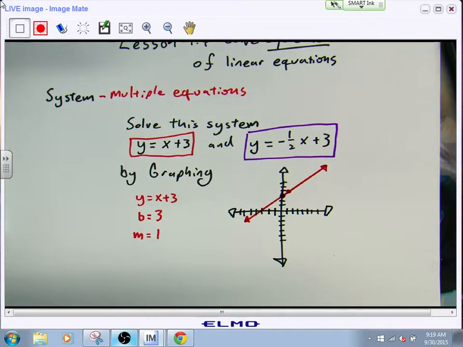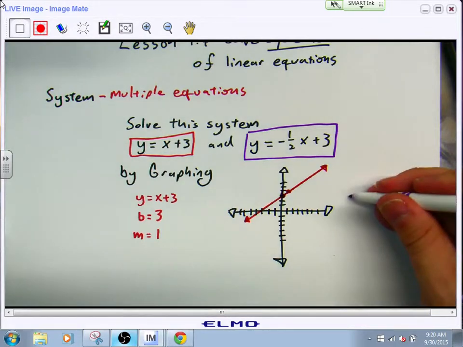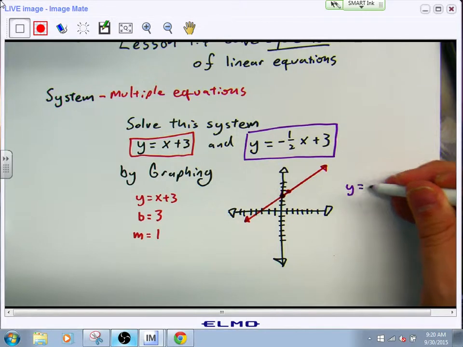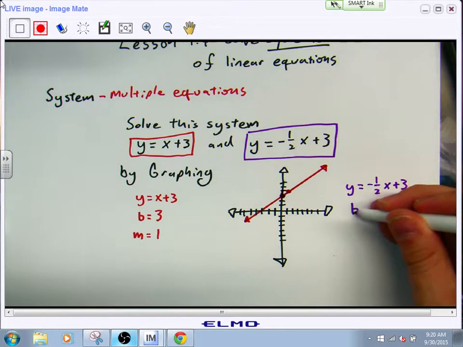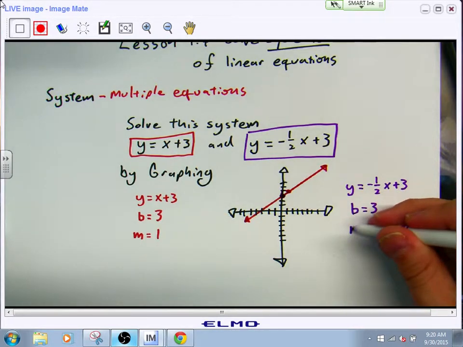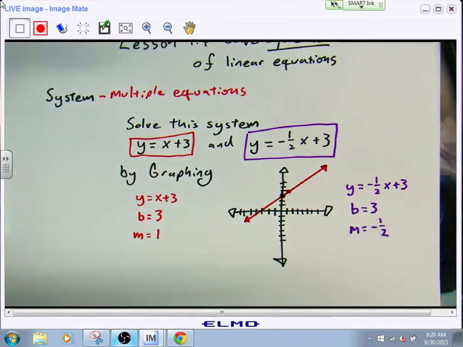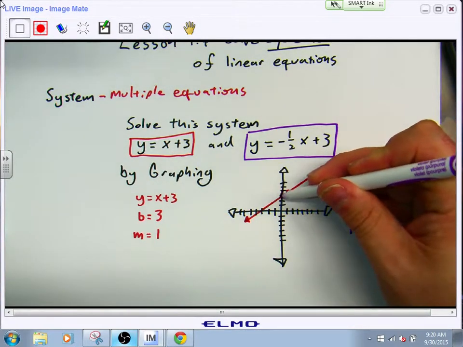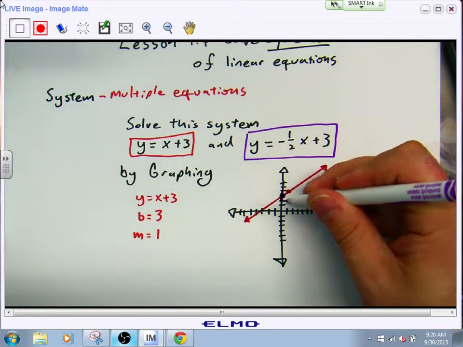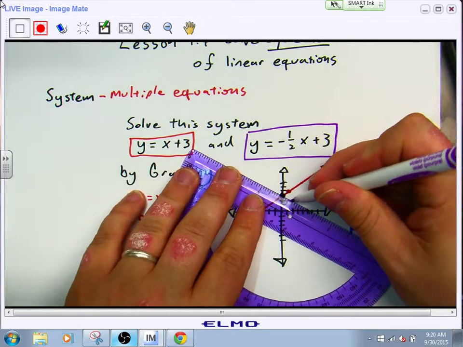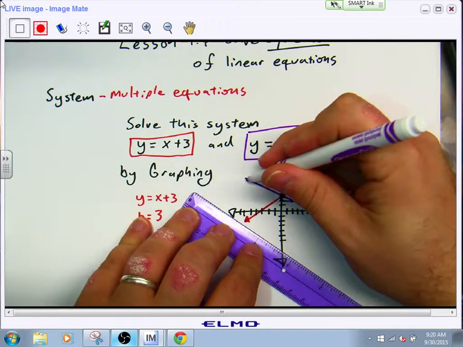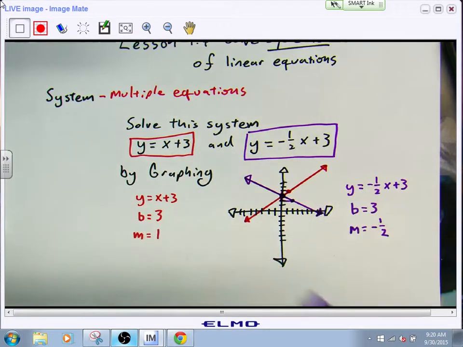Next, I will do my second equation. My second equation is y equals negative 1/2 x plus 3. From this, I can see that my b is 3, and my m is negative 1/2. So I will go ahead and plot my point. Here is b. I go down 1 over 2, like that. I have 2 points. I draw a line connecting them, put arrowheads on the end to show that they go on forever, and now I have graphed them both. Excellent. Okay, so I have successfully graphed both of my lines.